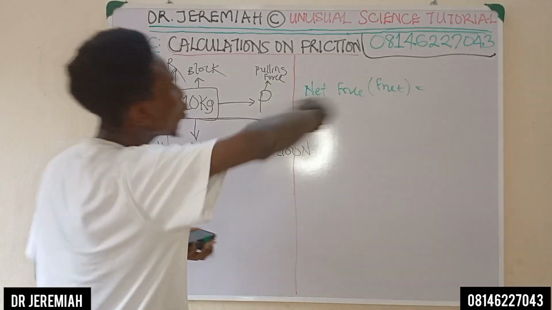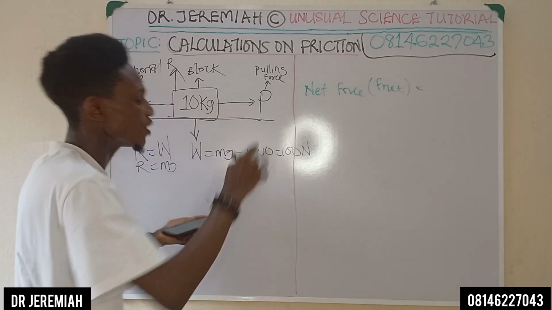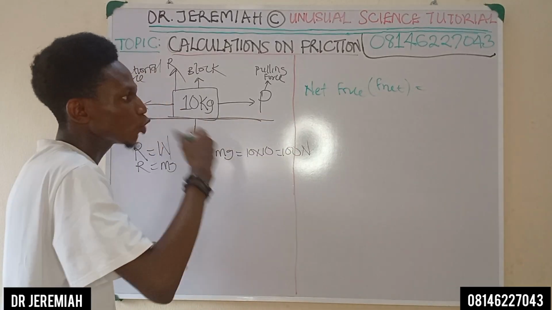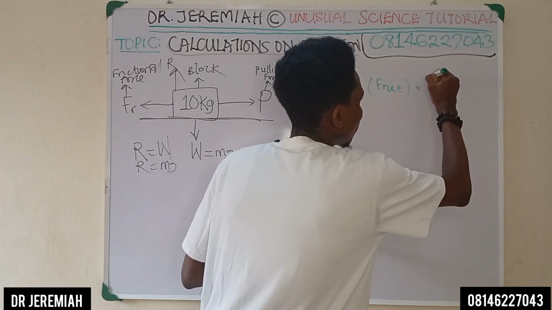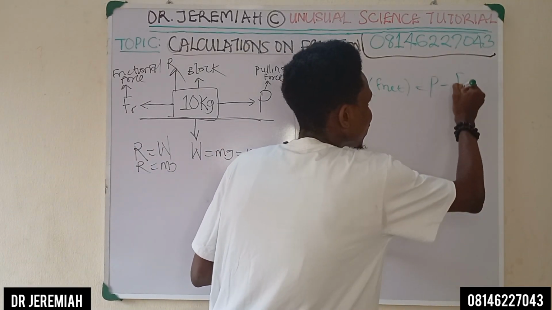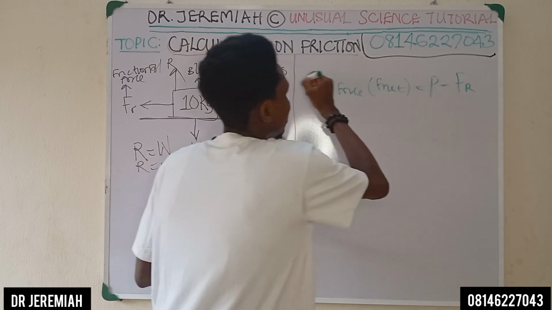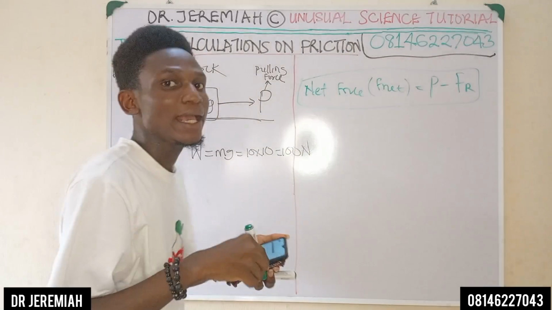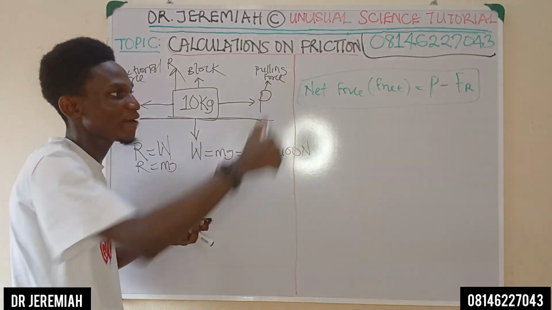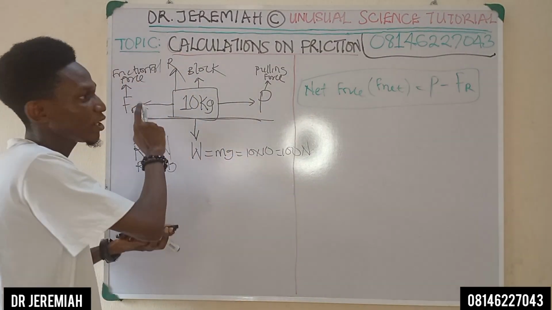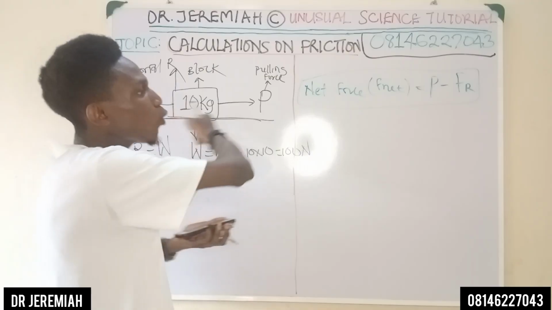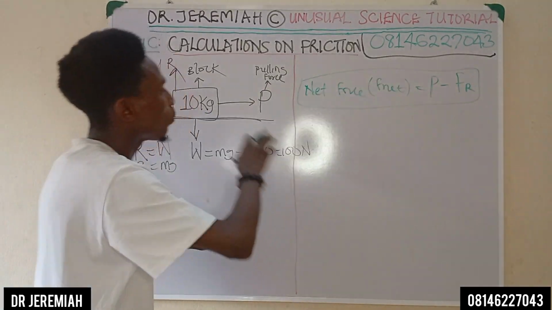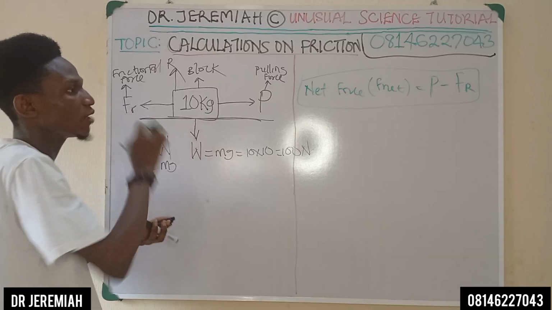So if I pull this body along this direction and it moves, I'm going to get P minus FR. This is the formula I'm going to be using to calculate net force anytime, any day. P minus FR: pulling force minus frictional force. Because if I pull this body along this surface, it's going to move in this direction. So pulling force is surely greater than frictional force.